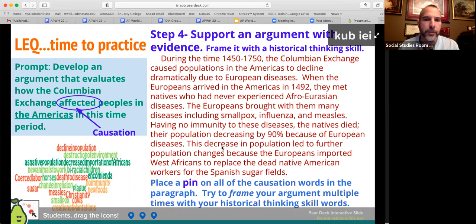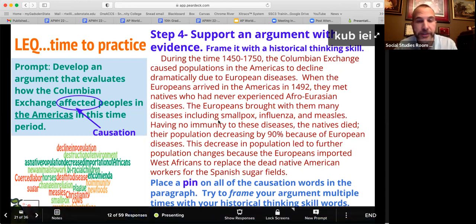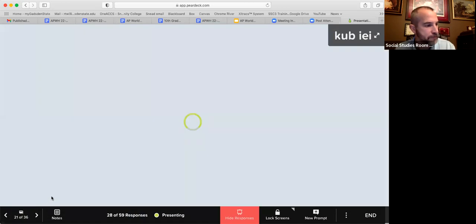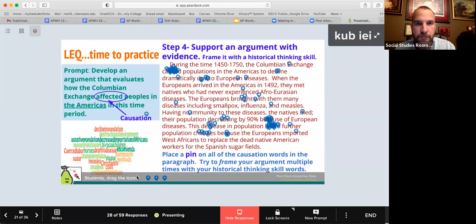So put a pin on the words that you see where whoever wrote this did a good job of reminding the reader, hey, this is a causation essay because I'm using these key words. So what are some of the words that jump off the page that you think continue to remind the reader that this deserves the analysis point? All right, due to, caused, yeah, good job.